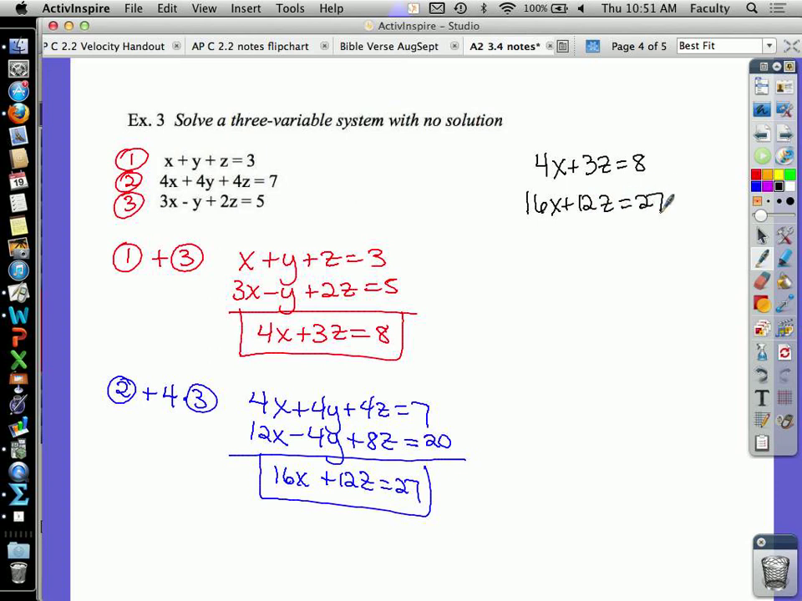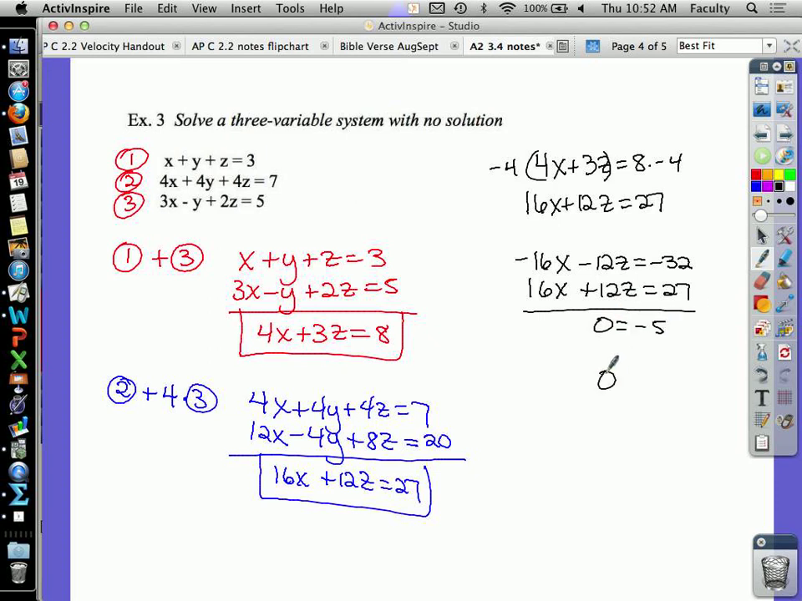Then put those two equations together. And then it really doesn't matter which variable you try to get rid of. I'm going to go ahead and multiply the top equation by -4. That creates an equation negative 16x minus 12z equals -32. Line that up with the second equation, and I get 0 equals -5. I have a false statement, so it's no solution.